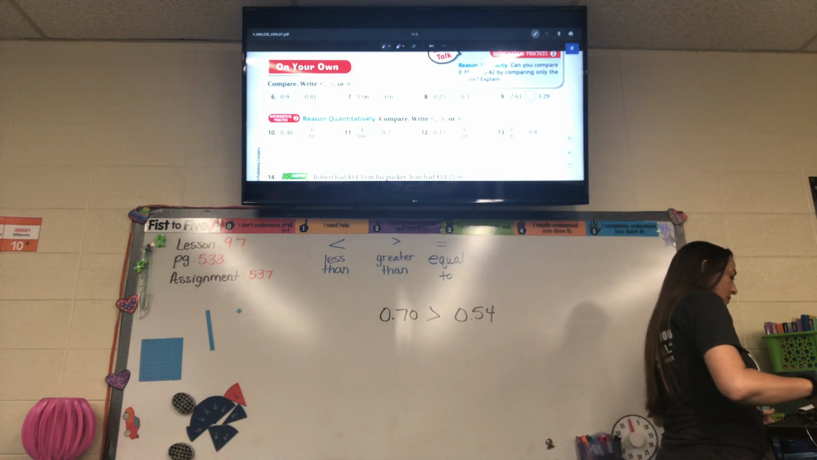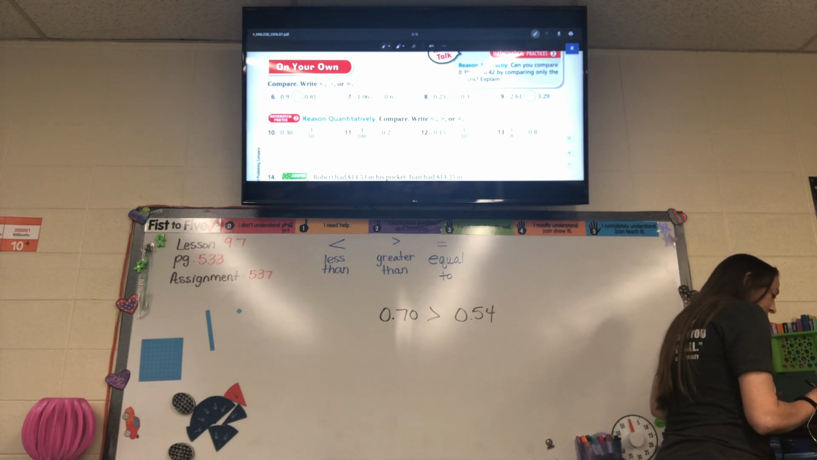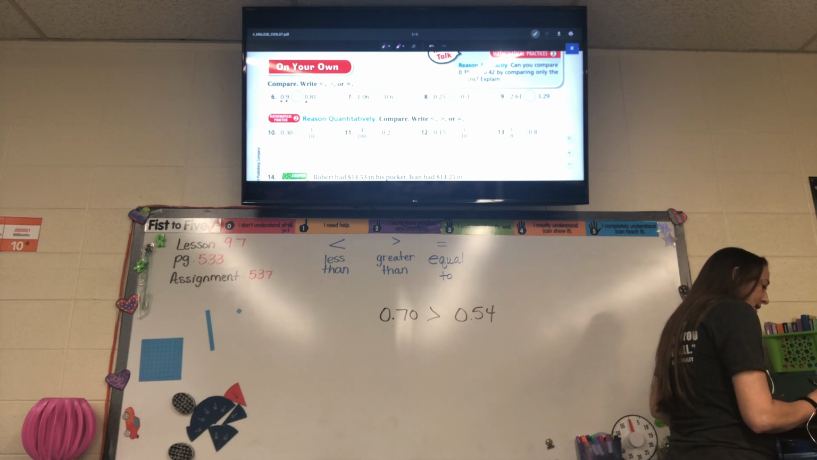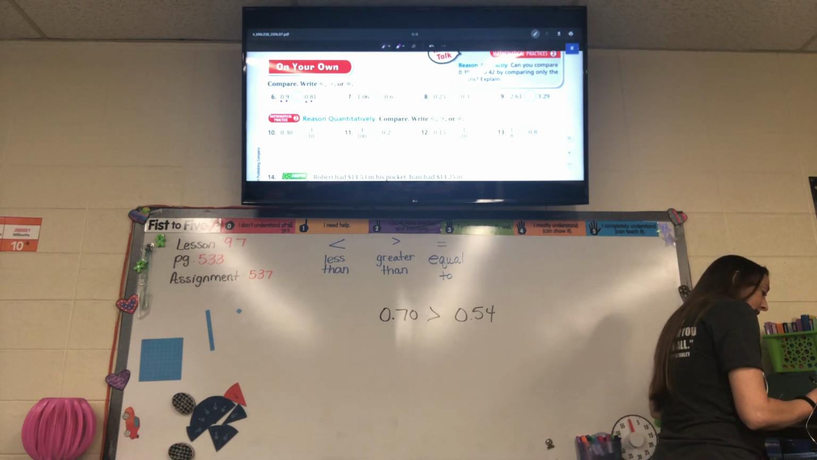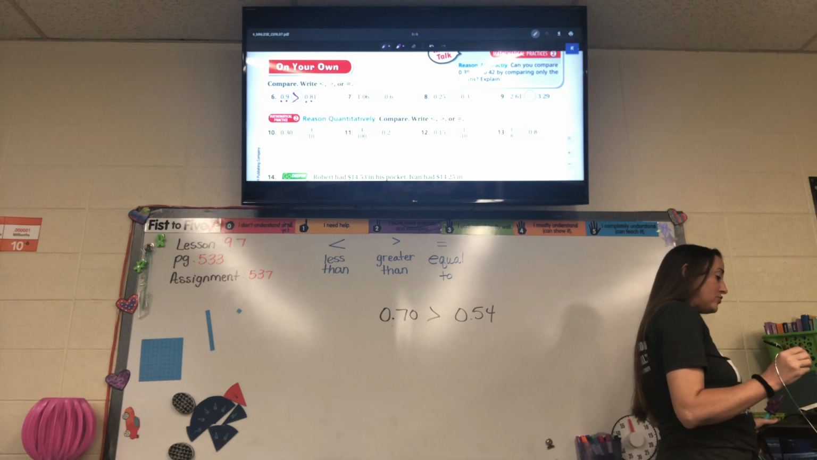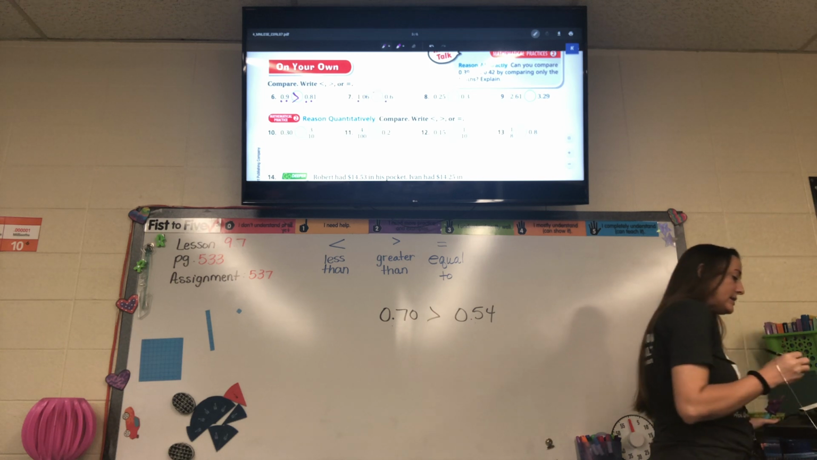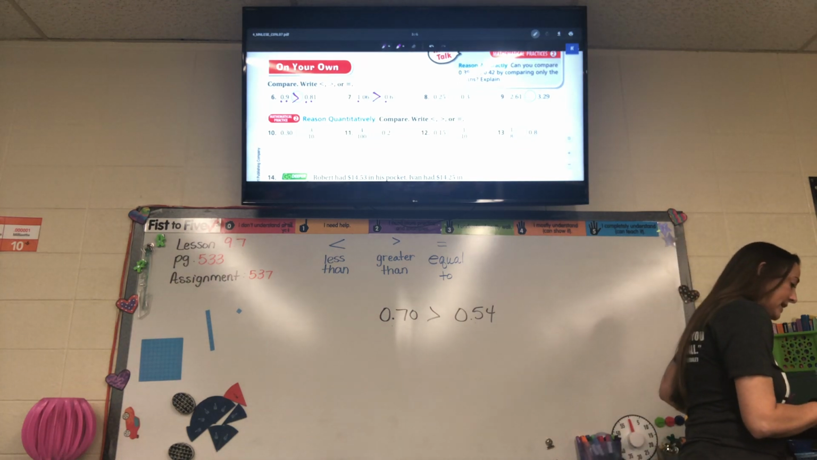Okay, so we think, look at the ones place first. We have a 0 and a 0, and then the tenths place, a 9 and an 8. 9 is greater than 8, so 9 tenths is greater than 81 hundredths. On number 7, we have a 1 in the ones place and a 0 in the ones place. 1 is greater than 0, so 1 and 6 hundredths is greater than 6 tenths.